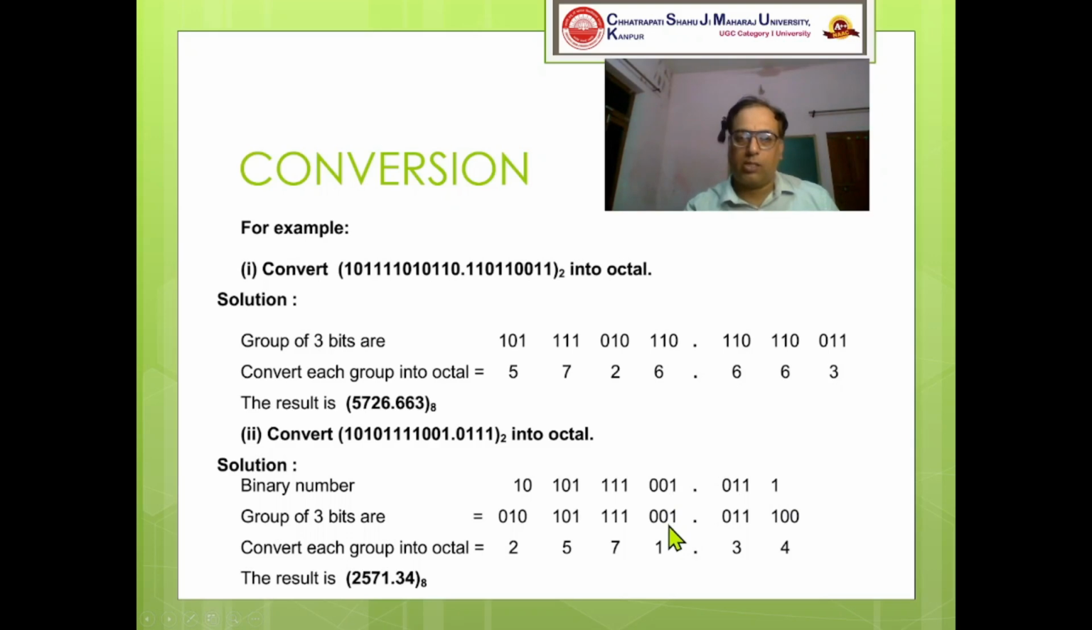Okay, after doing this, again take the octal part of this: 001 as 1, 111 as 7, 101 as 5, 010 as 2, 011 as 3, 100 as 4. The conversion of this binary number will be 2571.34 with a base of 8.